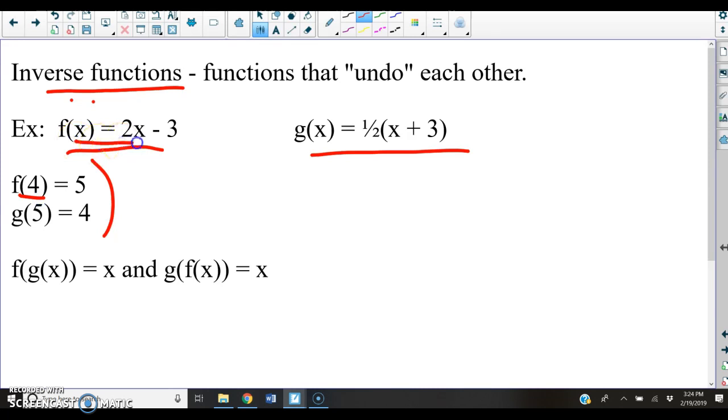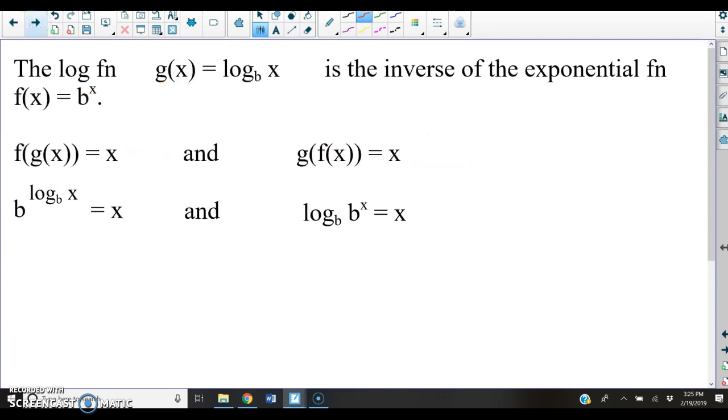If we put 4 in for x in the f function, 2x minus 3, we'd get 8 minus 3 and would get 5. And the g function should undo that. So if I put my answer 5 in for x in my g function, I'll get back to the 4. So what was x became y, and what was y became x. They undo each other. And we have looked at this before with functions. We looked at it with square root and squares. So that's not a new concept.